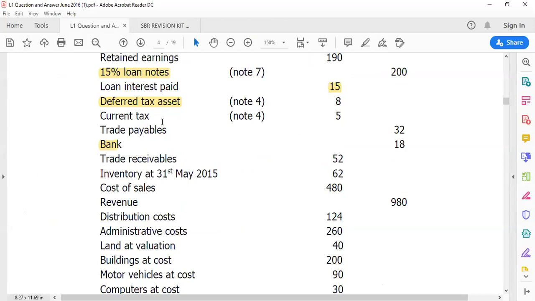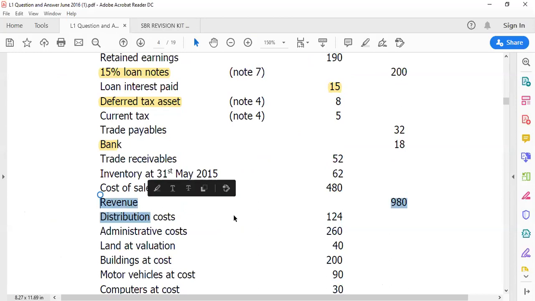Look at our current tax. Current tax, we've got note number 4. This one is a free mark, and this one is a free mark. But I'm not going to pick them now until we get to the notes, because there might be something in the note that is going to dictate something. So before we do that, let me just pick the revenue figure.